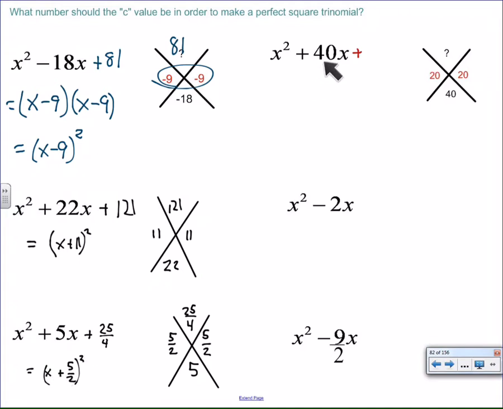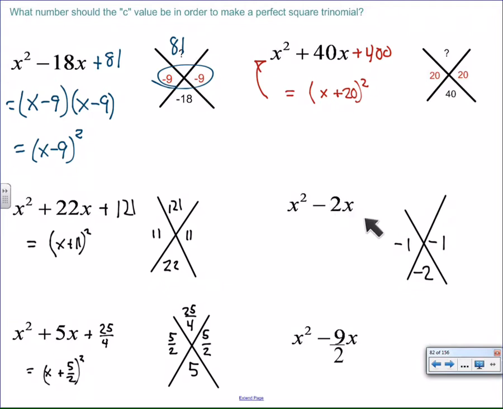Continuing on here, this is 40. Take half of 40, you get 20. My magic number will be 400. Here at negative 2, I take half of negative 2, and then I multiply that together, and I get 1. Magic number is 1, which gives me, again, perfect squares.